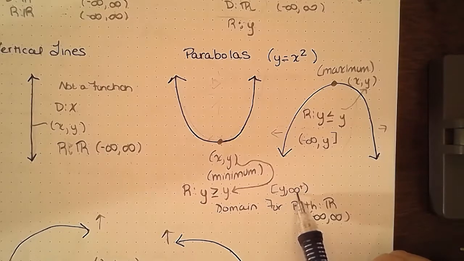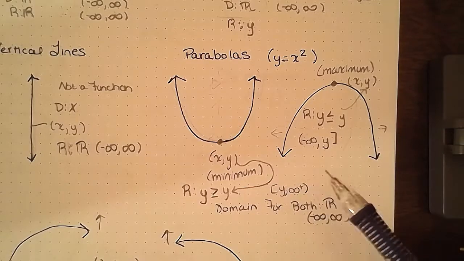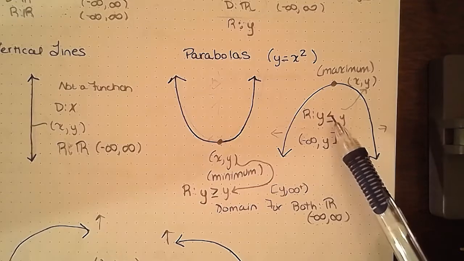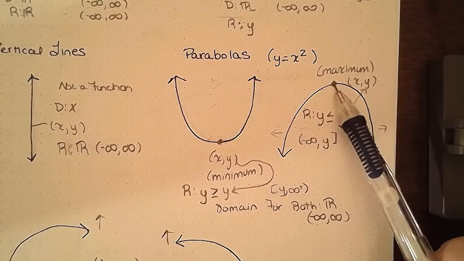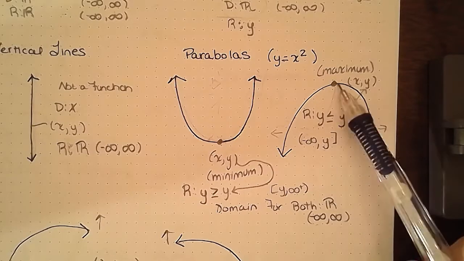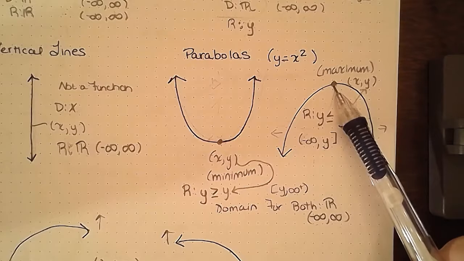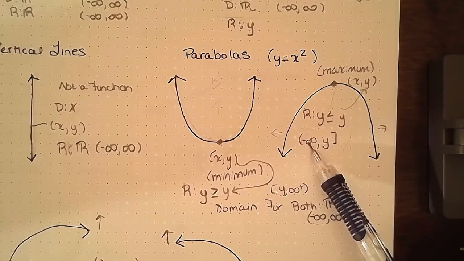Okay, you might need to watch this a couple of times to understand it. So just hang in there again. And I'm going to go through some other guided examples. Here, your domain is all real numbers again, and your range is, because it's a maximum, it goes down. So it starts at this point and it goes down forever and ever. So it has a maximum of y, and it goes down to negative infinity. Okay?